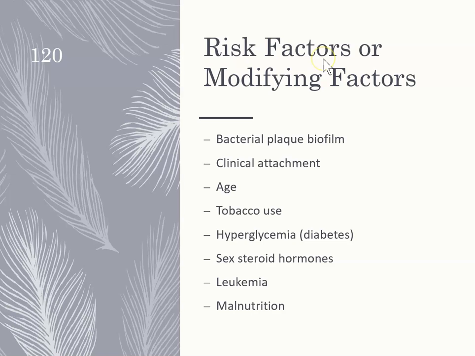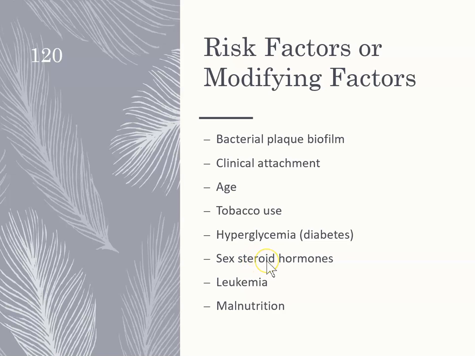What are risk factors for periodontal disease? What can you have in your mouth that just makes you more likely to get periodontal disease? Plaque. Plaque definitely triggers periodontal disease. If you have CAL, clinical attachment loss, that increases the chance of periodontal disease, or periodontitis, getting worse. The older you are, the more likely you are to get periodontitis or periodontal disease, even gingivitis. If you smoke, that's going to make your perio condition worse. If you're diabetic and you're not taking care of it, that's going to make your perio condition worse.